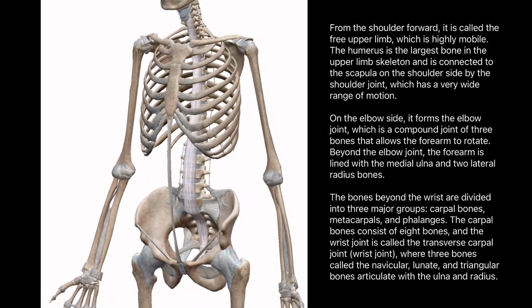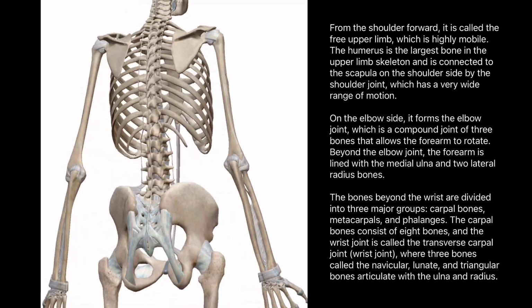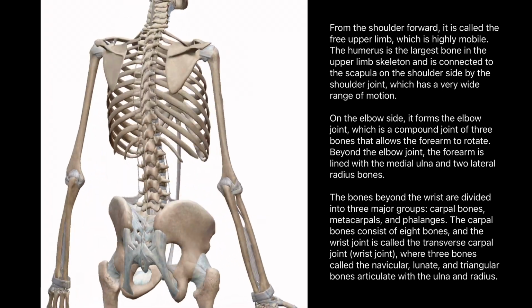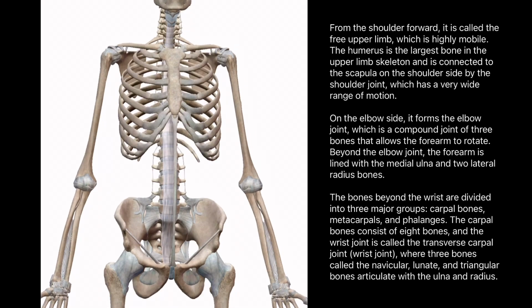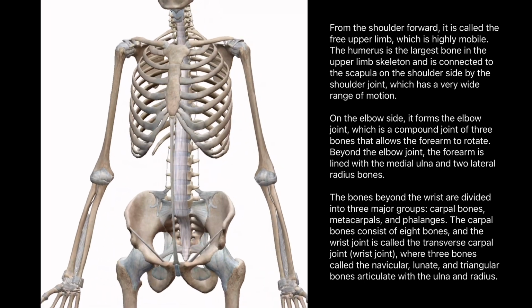The bones beyond the wrist are divided into 3 major groups: carpal bones, metacarpals, and phalanges. The carpal bones consist of 8 bones, and the wrist joint is called the radiocarpal joint, where 3 bones called the scaphoid, lunate, and triquetrum articulate with the ulna and radius.